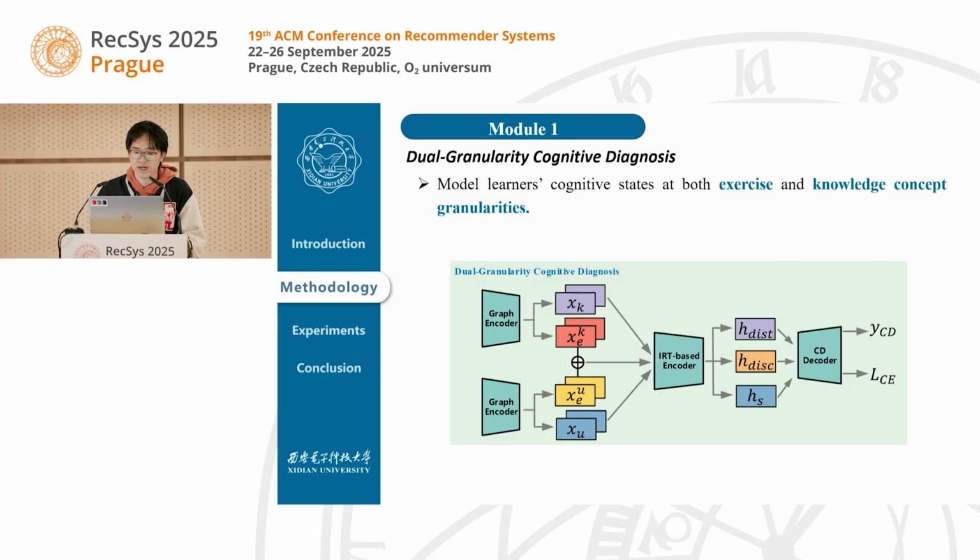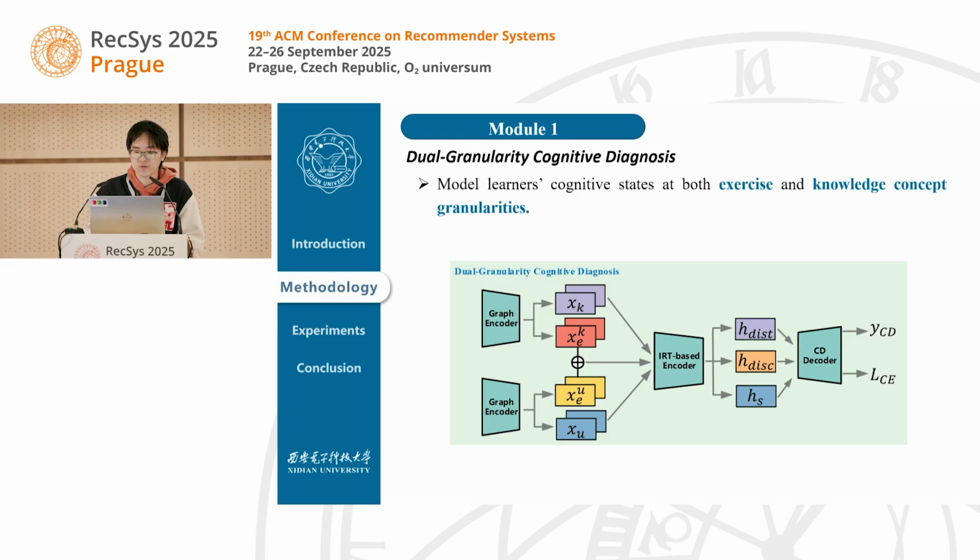Basically, we designed a special graph encoder based on LightGCN to get four different kinds of learner representations and send them into an item response theory based encoder, which is widely used in the cognitive diagnosis task. We get three different kinds of student factors: the studying factor, the discrimination factor, and the distinction factor, and then send them into the decoder to get the final logit about whether the student can correctly answer the exercise and what their cognitive states are.